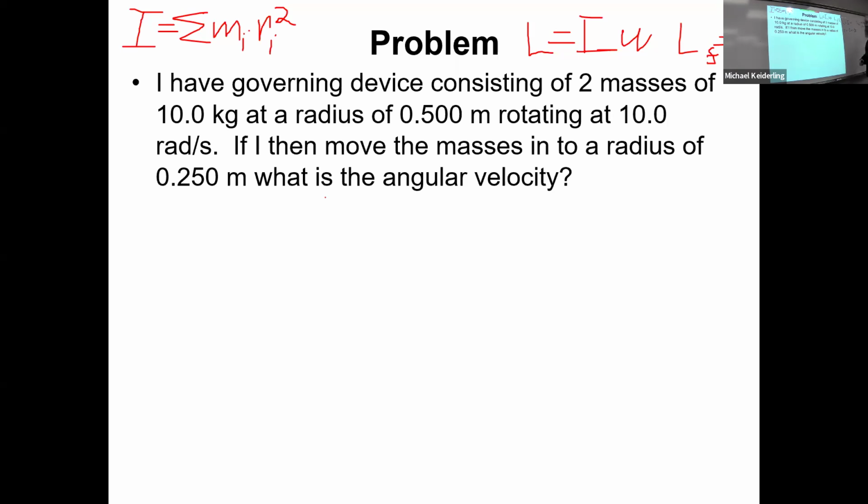So if you have a governing device that consists of two masses that are 10 kilograms each at a radius of 0.5 meters. So remember, moment of inertia is the sum of mass times radius squared. And they're rotating at 10 radians per second, so that'll let you figure out angular momentum. And if I then move the masses into a radius of 0.25 meters, what is the new angular velocity? Because angular momentum needs to be conserved.